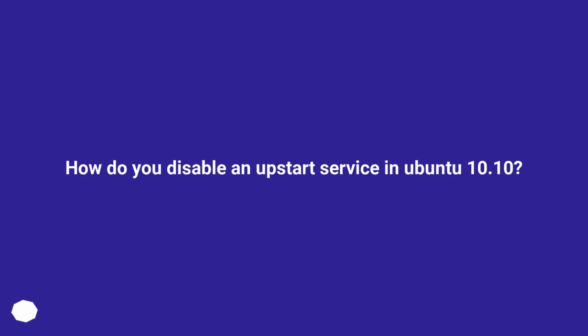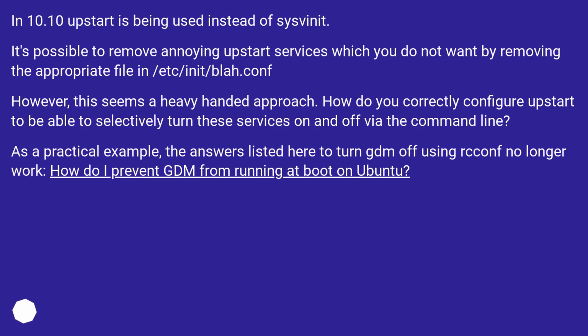How do you disable an upstart service in Ubuntu 10.10? In 10.10, upstart is being used instead of sysvinit. It's possible to remove annoying upstart services which you do not want by removing the appropriate file in /etc/init/blah.conf. However, this seems a heavy-handed approach.